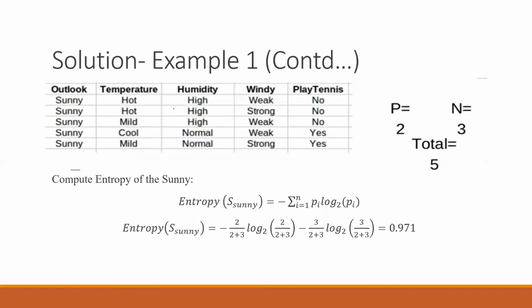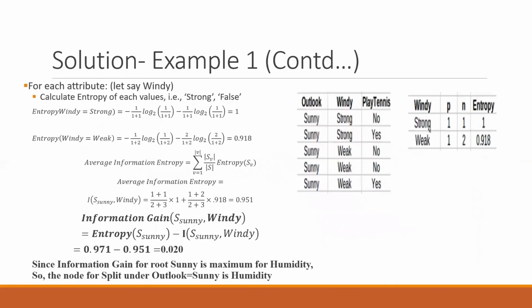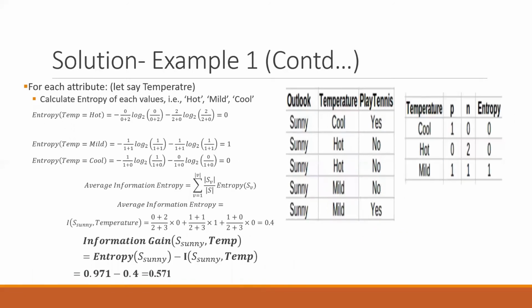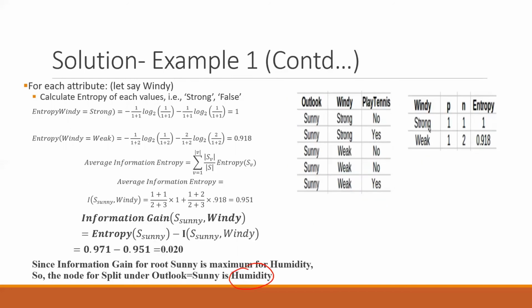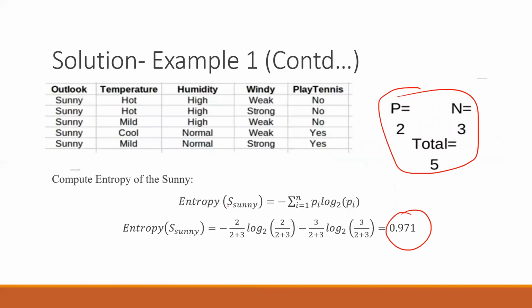For outlook equal to sunny, the positive and negative are 2 and 3, and the entropy is coming out to be 0.971. For the different attributes, 0.571 is coming for temperature, 0.971 for humidity, and 0.02 for wind. Obviously 0.971 is the highest, so humidity will be selected. For sunny, you have to give the value of humidity, and based on that you make the decision after that. So for humidity, we will see what the case is.